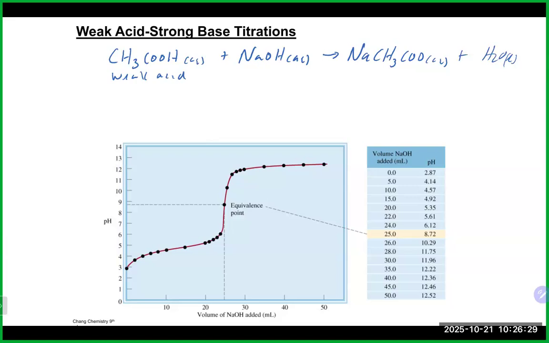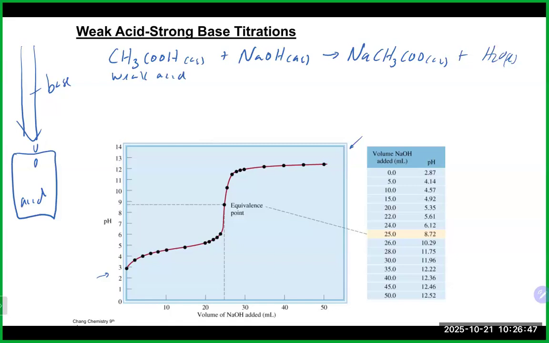Now, in this case, the orientation is very similar. We will have the base added to the acid. So again, we are adding base to our acid in this case. And that's what we see here. We see a low pH to a high pH, so it tells us we are adding base.